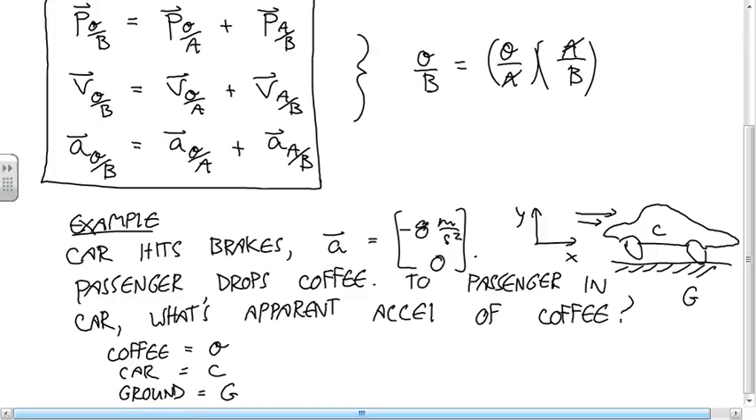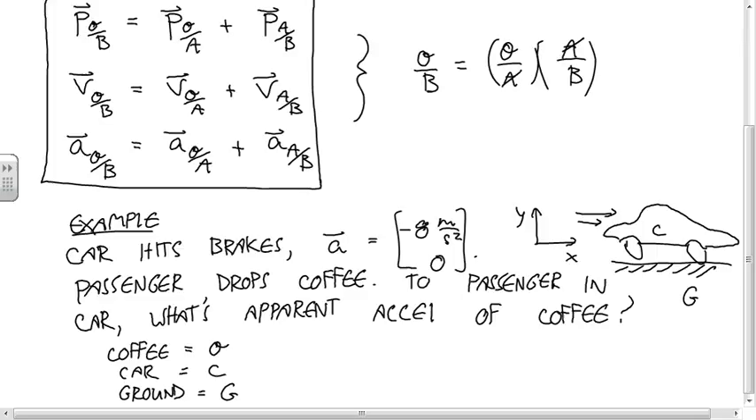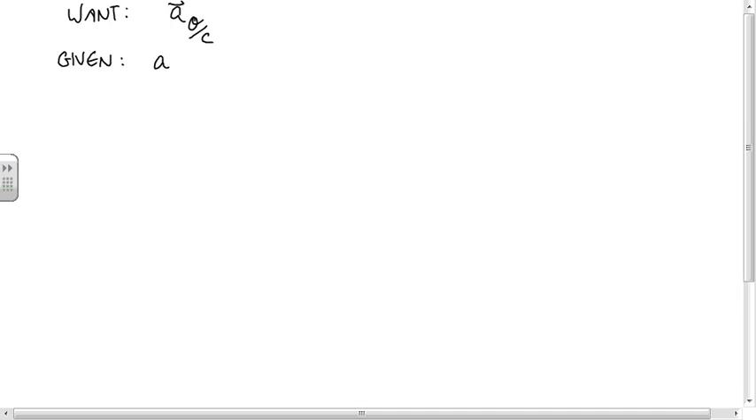I think a good way to set this up, especially when you haven't done it a lot yet, is think of what you know and what you're trying to find, okay? So what we want to calculate is the acceleration of the object relative to the car. And we're given two things. I gave you the acceleration of the car when it brakes. How would you represent that in subscripts? Yeah, acceleration of the car relative to the ground. And since it's free fall, we also know the acceleration of the object relative to the ground.